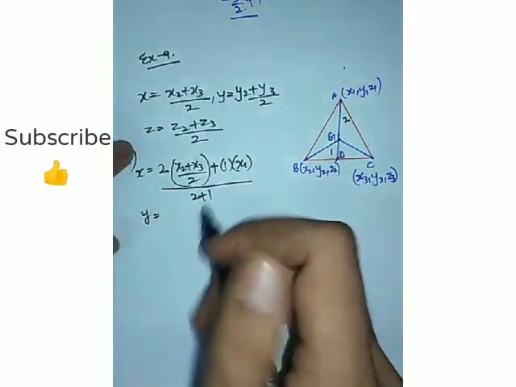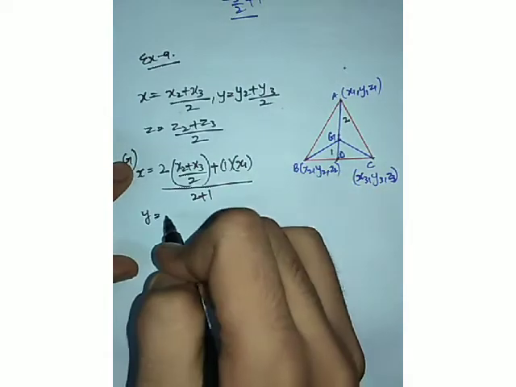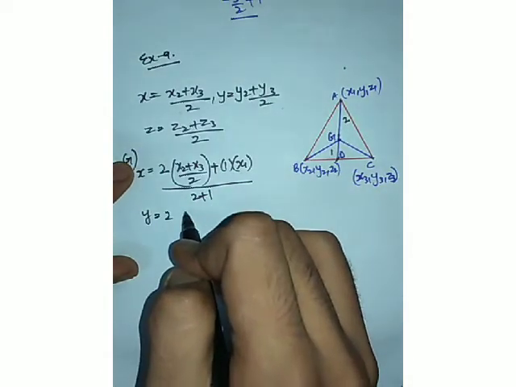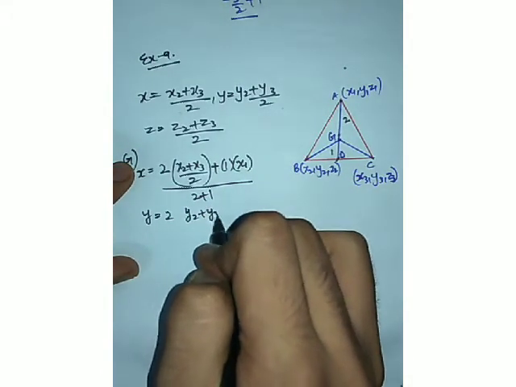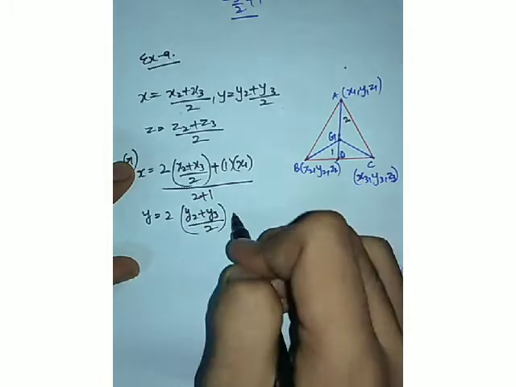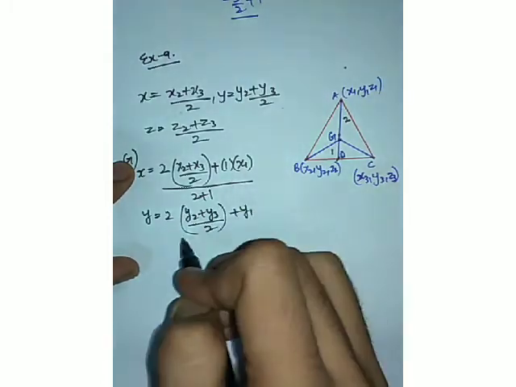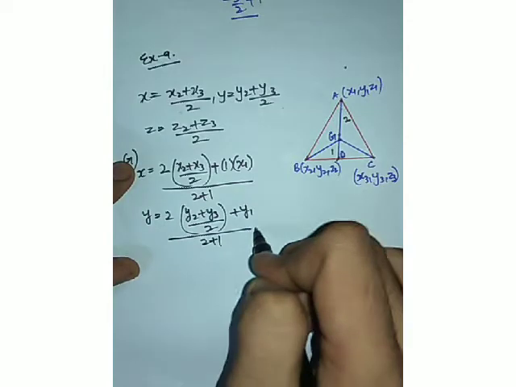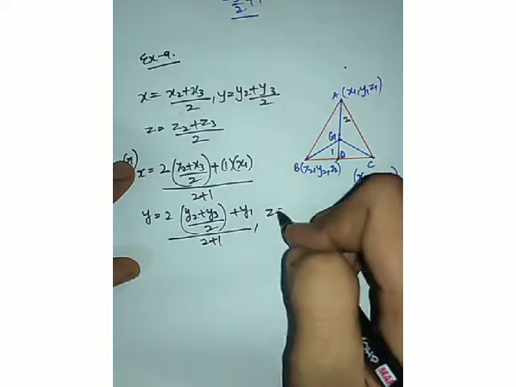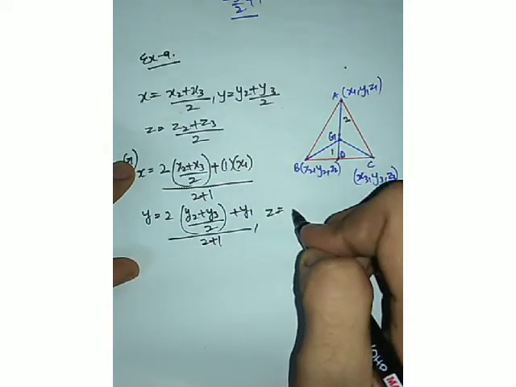Similarly, we will apply the section formula for the y coordinate, that is 2 times y2 plus y3 divided by 2, plus 1 multiplied by y1, and again divided by 2 plus 1. Similarly for the z coordinate, which will be m z2, that is 2.